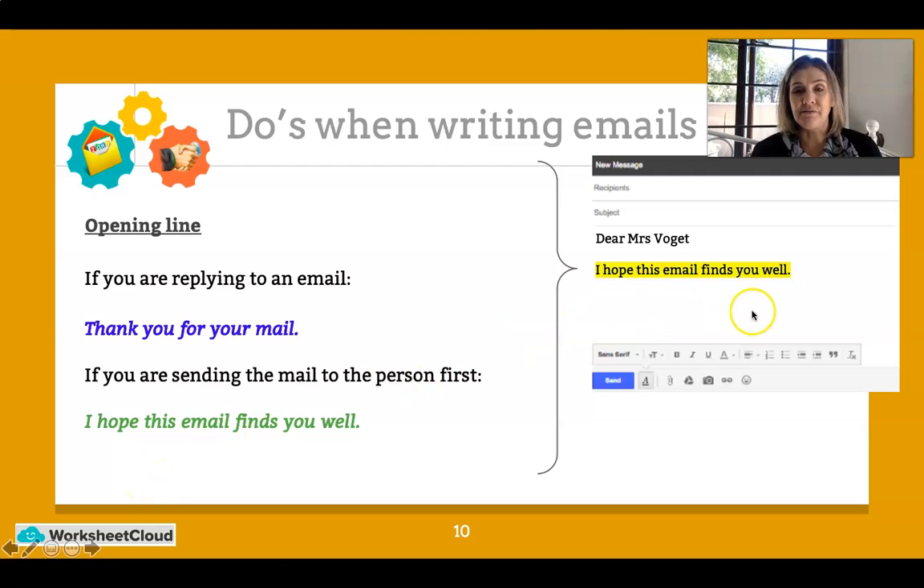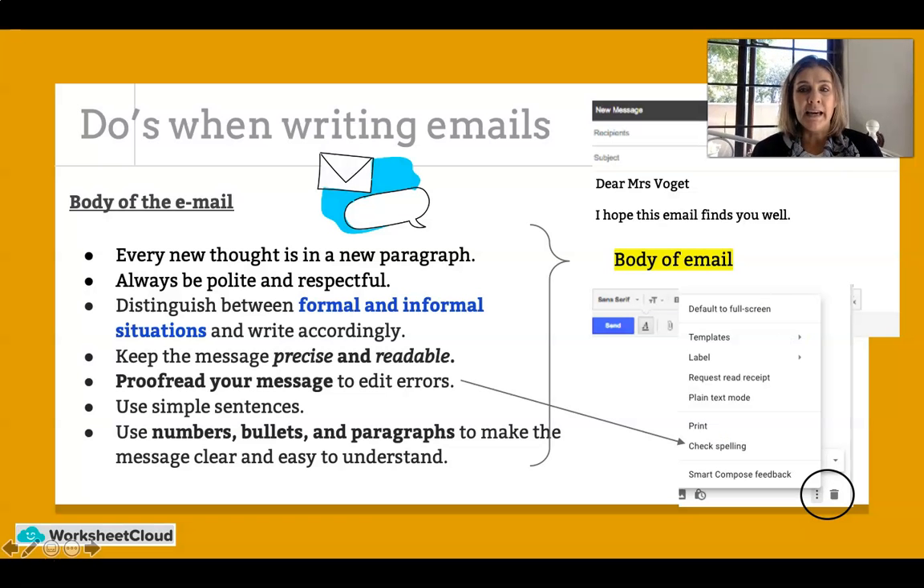So take a look on the right. New message, right email address, the subject, Dear Mrs. Verger, skip a line, and then you start, I hope this email finds you well. Or something along those lines, I trust this email finds you well, or I hope you are doing well. The next part is the body of the email, and this is really what you are wanting to write about to your teacher or to whoever you are writing. Every new thought is a new paragraph.